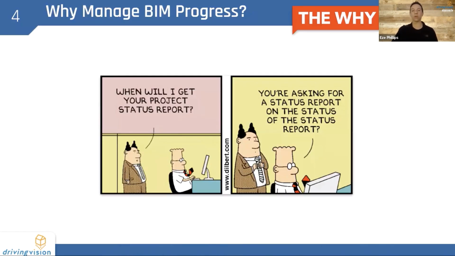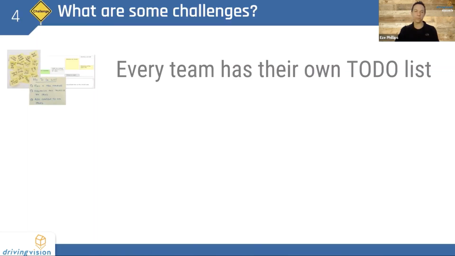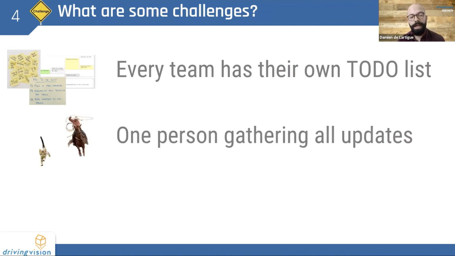Here is another scenario for you. So the manager says, "When will I get your status report?" And the reply, "You're asking for a status report on the status of the status report?" So why is updating the progress such a challenge? Well, everyone has their own to-do lists, applying their own timeframes and working in isolation. And then it's usually up to one person to gather everyone's tasks and see where everyone's at.